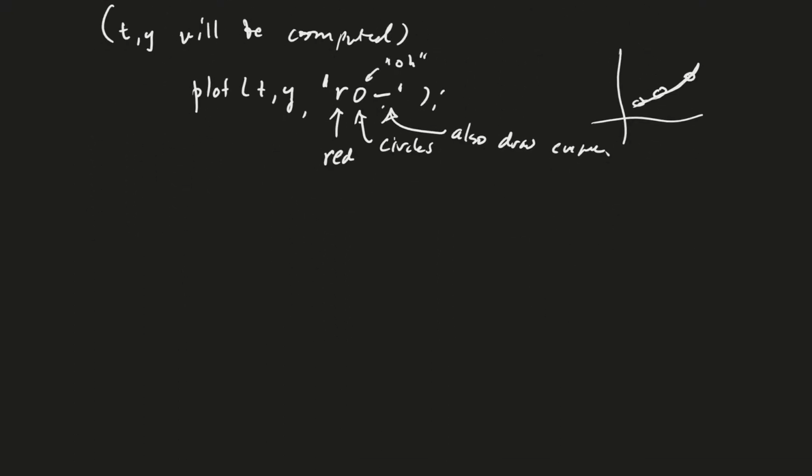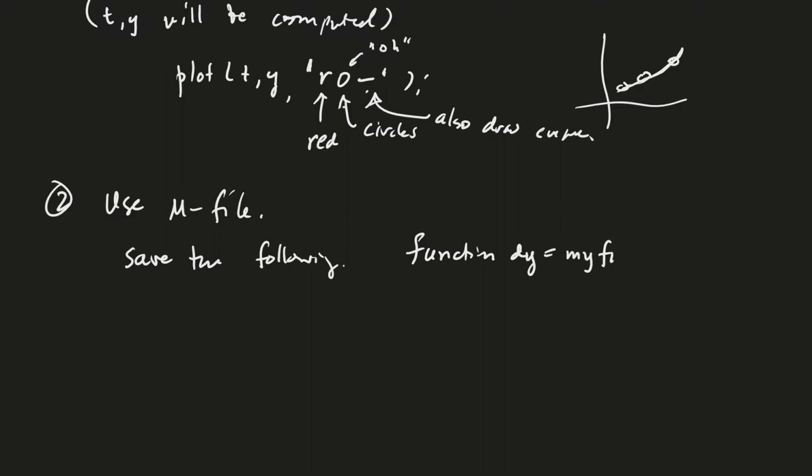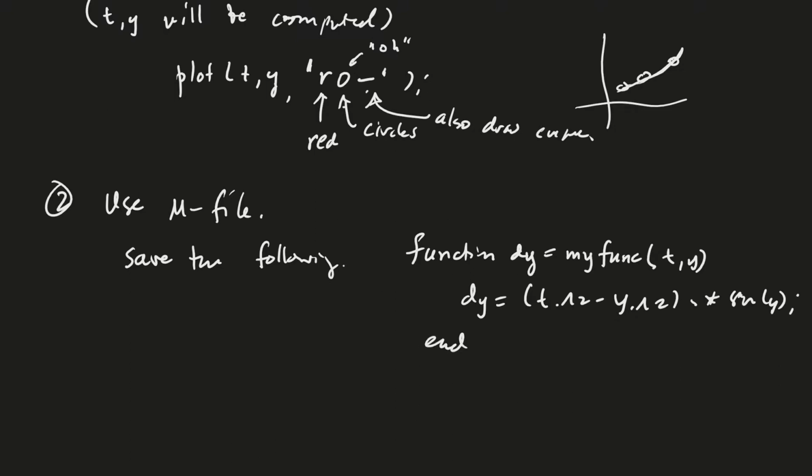The second way of defining a function is to use an M file. By that I mean in the editor in Octave, or on any text editor, we'll save the following. We're going to type in function, and then dy is the output. That's the derivative of y. Let's just call it myfunc for my function, parenthesis ty. So this function is just going to produce the derivative, and in this case dy is going to be t squared minus y squared, dot times sine y, semicolon, end. Okay, and then I'm going to save this as myfunc.m. There's no white space there.